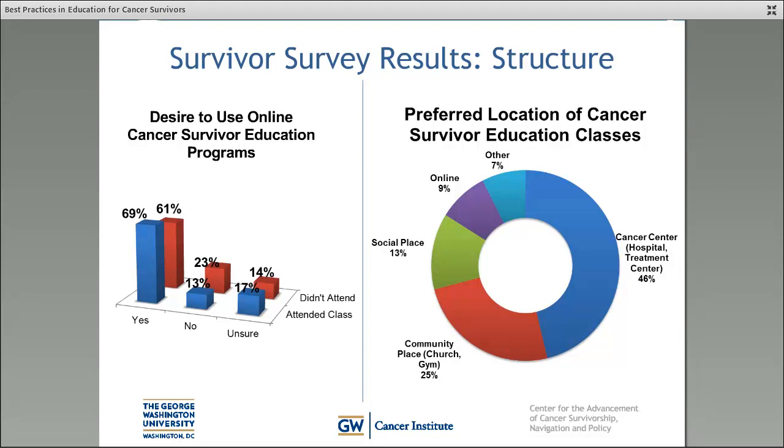We also asked for the preferred location for a cancer survivor education class. This represents combined results from both those who had attended a class and those who did not. We asked both about their preference. The majority preferred classes in the cancer center, although quite a few indicated that a community location would be preferred.